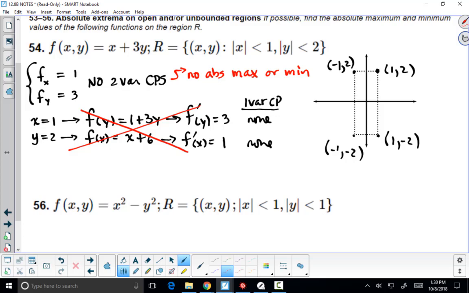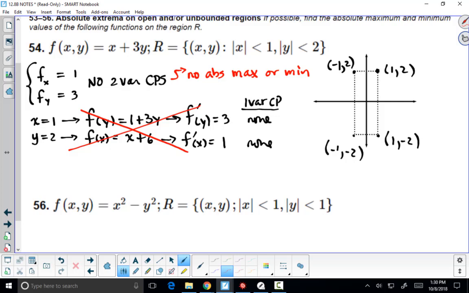And this is the situation that we're dealing with now. What we're seeing here, let's just talk about if we were going to include the boundary, this pattern is going to continue. And so if there are no one variable critical points, where would the absolute max and min have to be if this was a closed domain? Where would they have to be?